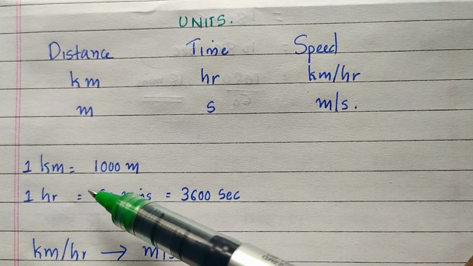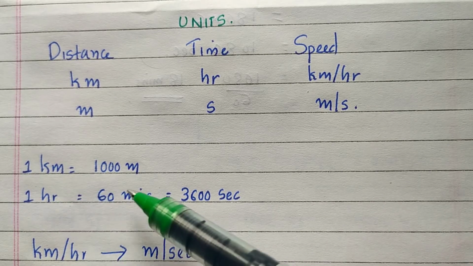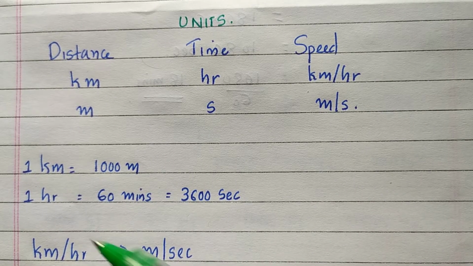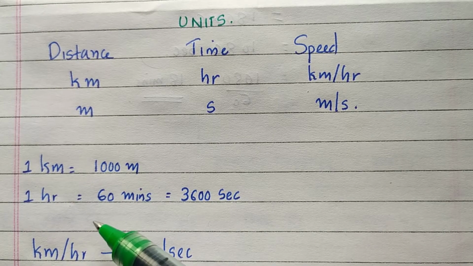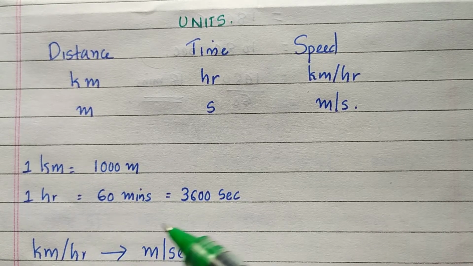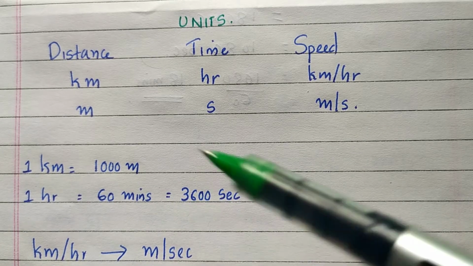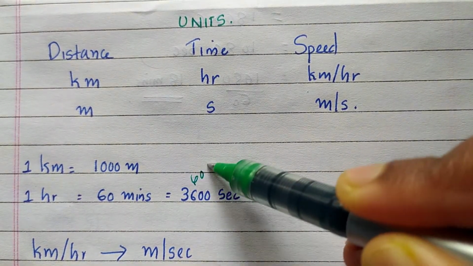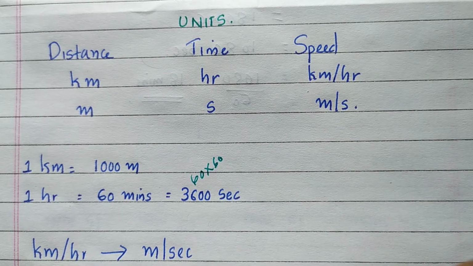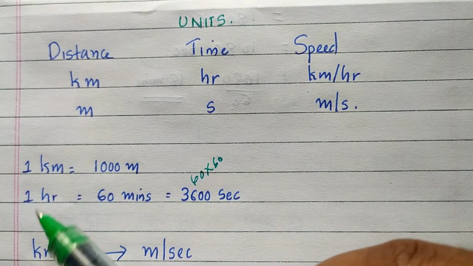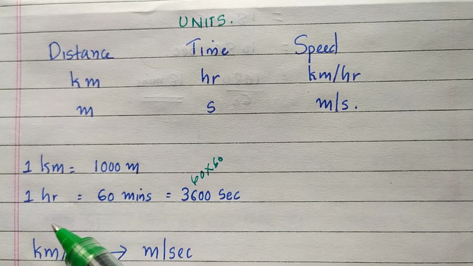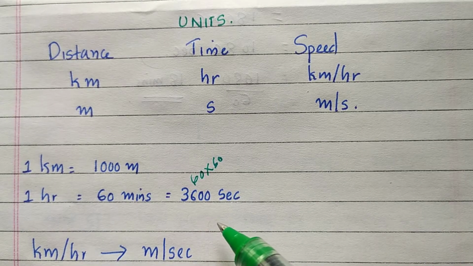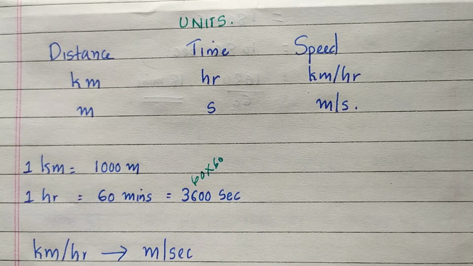So the conversions are: 1 kilometer is equal to 1000 meters. 1 hour is equal to, we all know, 60 minutes, which is equal to 60 into 60, 3600 seconds. So 1 kilometer is equal to 1000 meters. 1 hour is equal to 3600 seconds.